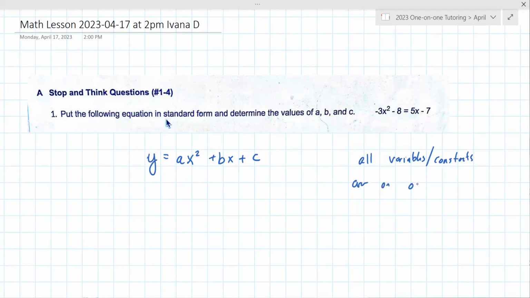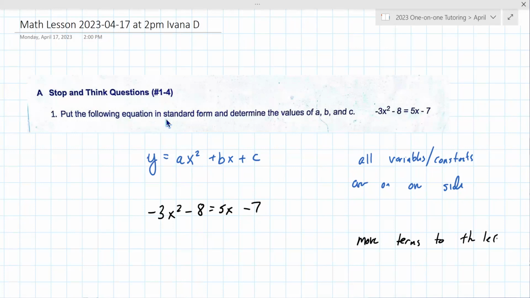Equation. Okay, so what that means here for us, I'm going to go ahead and rewrite the original: minus 3x squared minus 8 equals 5x minus 7. You need to move either the minus 3x squared and the 8 right, or the 5x left and the 7 left. And they're actually both correct, but generally students move terms to the left.